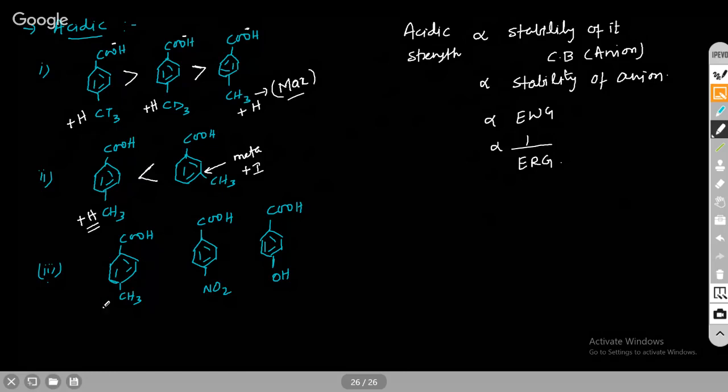Right? Similarly, CH3, here we have +H, NO2 has -M, and here we'll have +M, OH. -M increases the stability, directly proportional to EWG. So this one is the most acidic, first one. +M, +H, electron releasing: this will release more electron than this. This acidity will be third and this will be second. Is it clear?